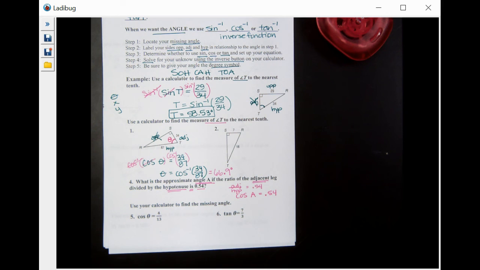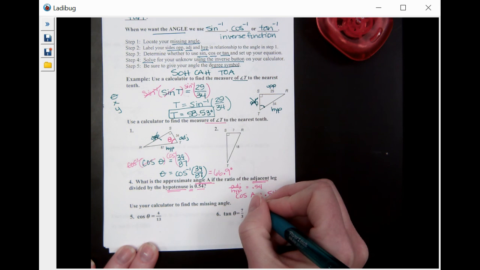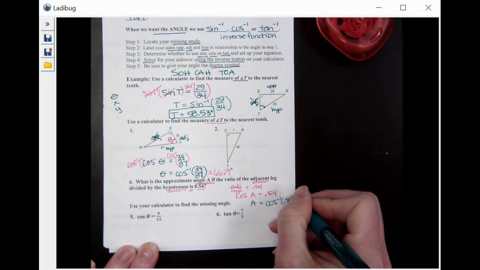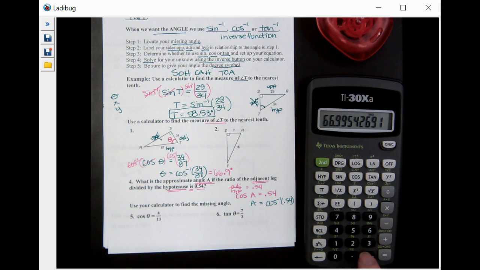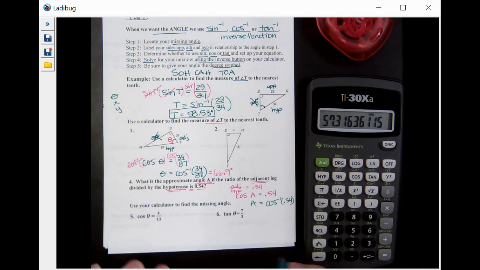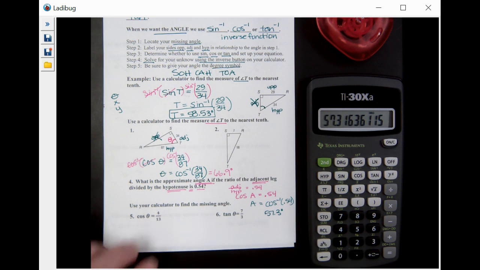So if I want to find angle A, I need to cancel my cosine. That means I'm going to do cosine inverse of both sides. You can just go ahead and write this as cosine inverse of 0.54. So now I know to find angle A, I have to do cosine inverse of 0.54. Let's do this on our calculators. So 0.54, and I do cosine inverse, and I see that I have 57.3 degrees. Thank you so much.